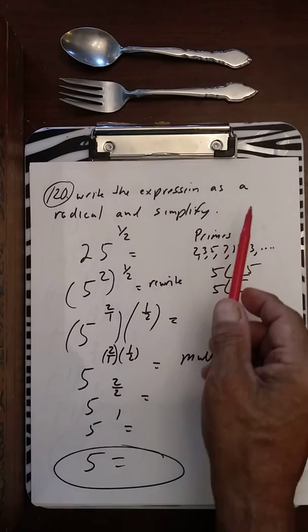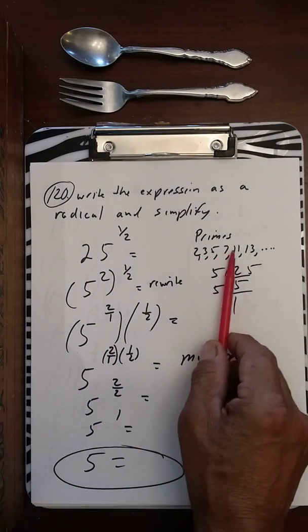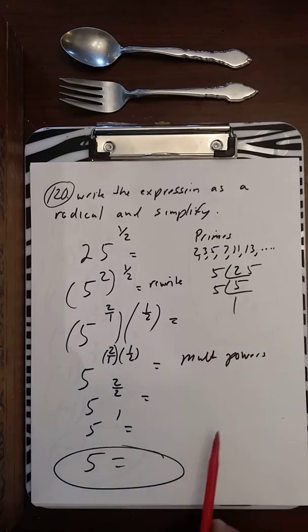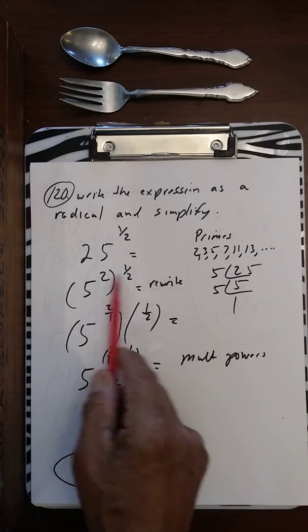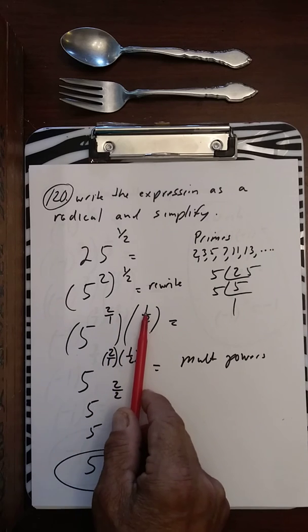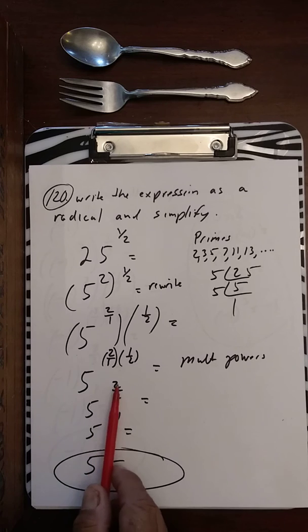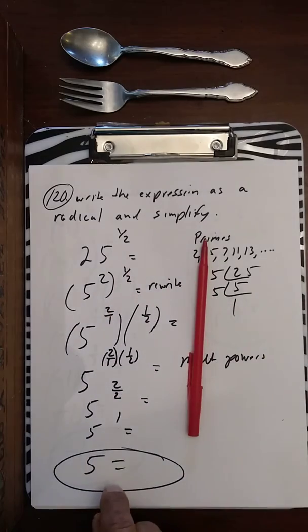Write the expression in radical form and simplify. 25 to the half power. Prime numbers: 2, 3, 5, 7, 13, and so on. 5 goes into 5, 5 goes into 5. So 5 times 5 is 25, so this becomes 5 squared. 5 to the 2 over 1. Multiply 1 over 2 times 2 over 1. 5 to the 2 over 2. 2 divided by 2 is a 1. So 5 to the 1 is just 5.